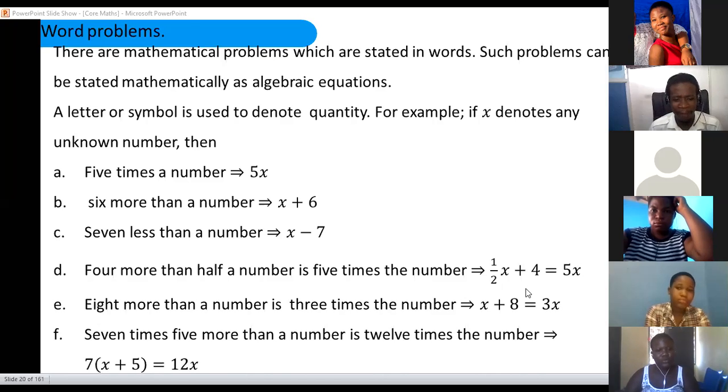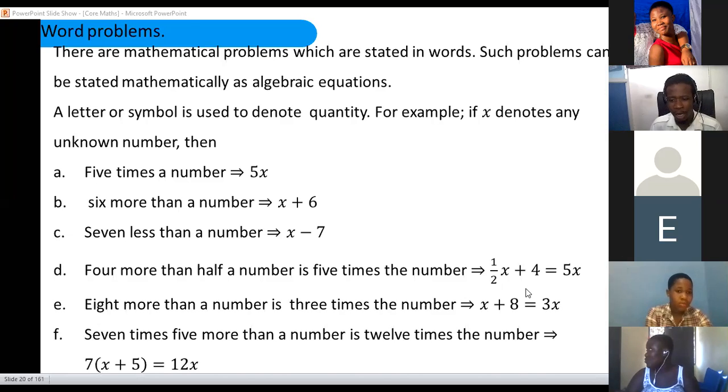Then they said 4 more than half a number is 5 times the number. The word "is" here implies equal to. That is what it implies. So that is going to give us 1 over 2x plus 4 is equal to 5x. Mathematically, for the statement 4 more than half a number is 5 times the number.